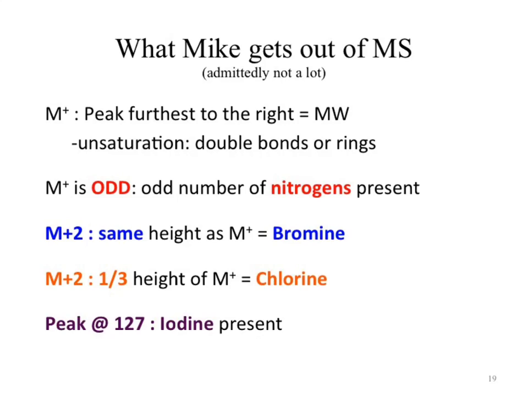If the M plus peak is odd, then nitrogen is present. This has to do with its bonding structure with only 3 bonds. If the M plus 2 peak is the same height as the M plus, bromine's present. So the M plus 2 just means you've added 2 to that tallest peak.